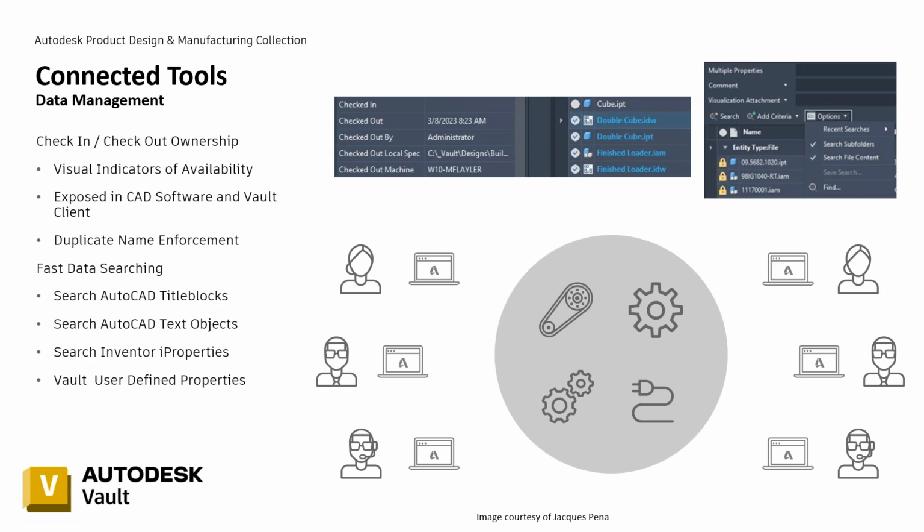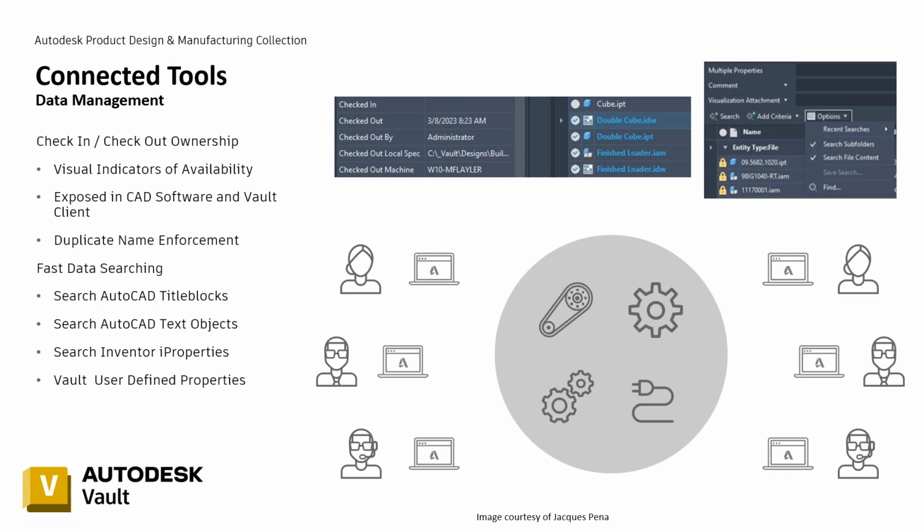And on Inventor, you can search iProperties, of course, any sort of custom property you're tracking or standard property. You can also create your own properties as well. So if I were to add some non-CAD file, because Vault is agnostic, you can add whatever file you want to it.